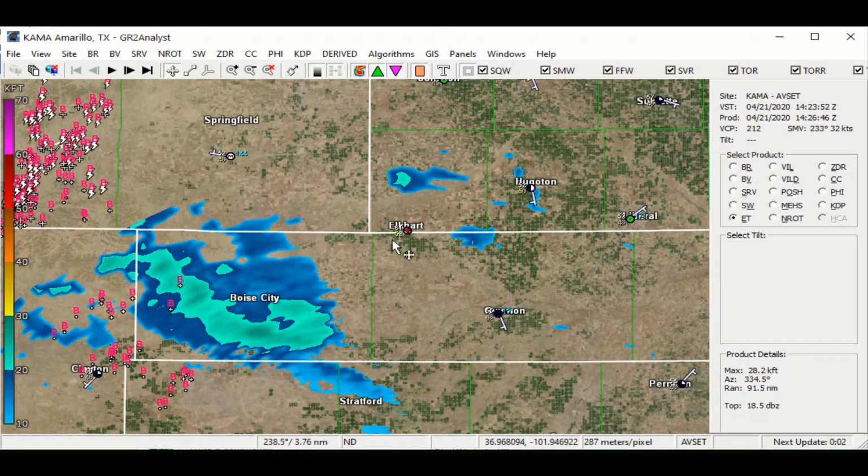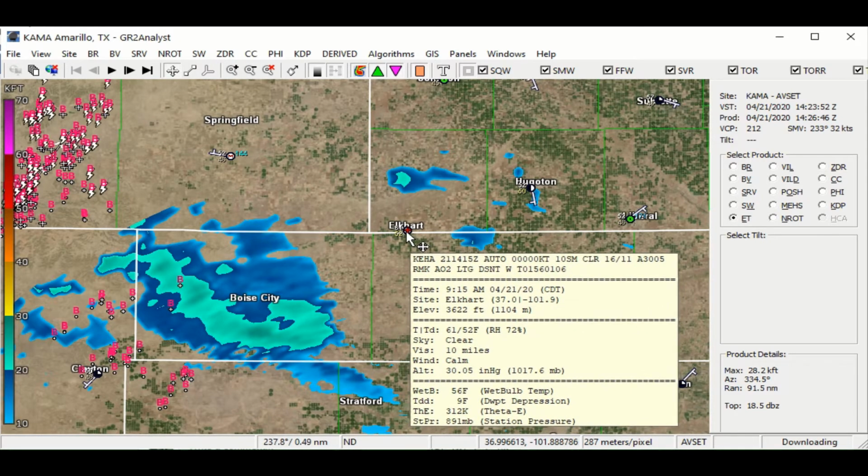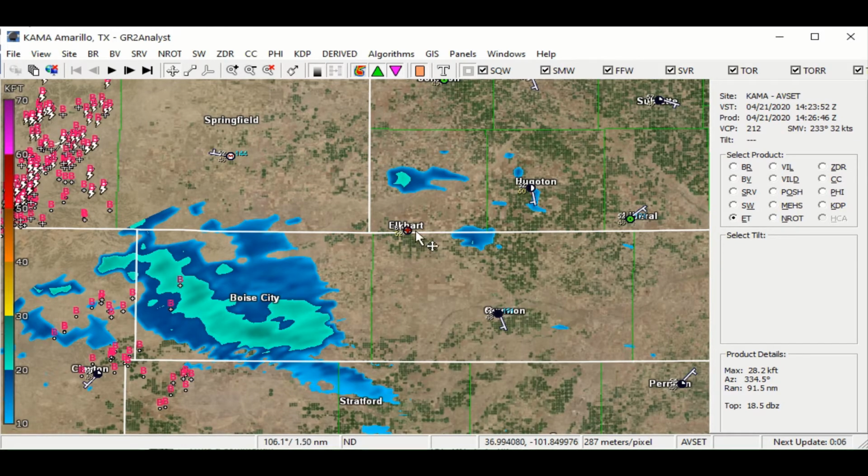The setup we've got here is we're going to be watching Elkhart, Kansas. We're going to simulate that it is a MetWatch location we need to put a lightning watch out for, using Amarillo's radar. We'll see if these cells back to the southwest are going to hold together and give us some lightning at Elkhart. Current Zulu time is 15:09.